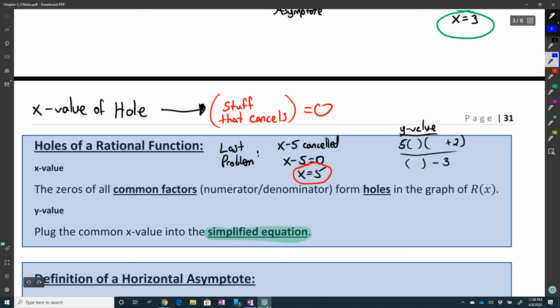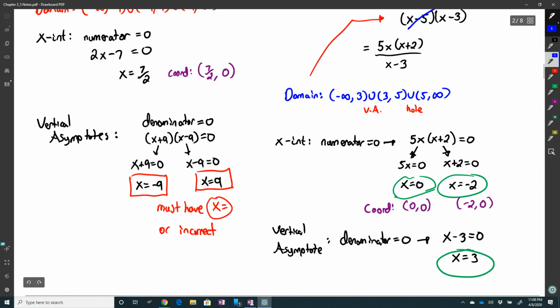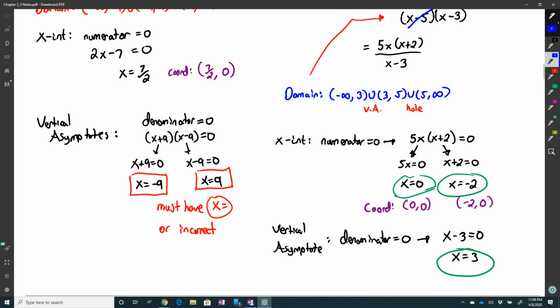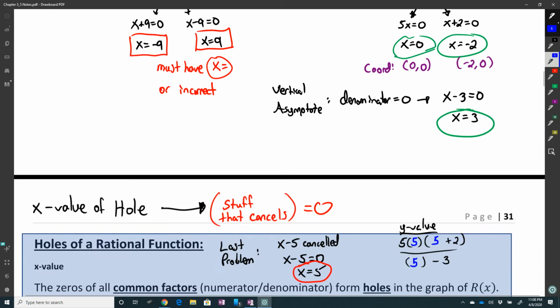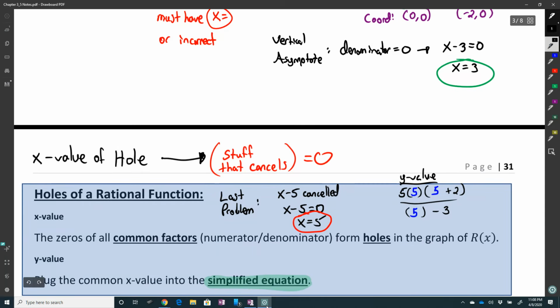And so we plug the 5 into there. Make sure I got it right, because apparently today is a bad day with me misreading stuff. 5 blank x plus 2, x minus 3. Right, and so when you work that out, you get 25 times 7. So 4, 5, 6, 7. That's 175. 5 over 3 is 2. So that's the y value.